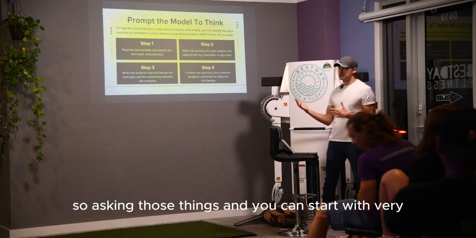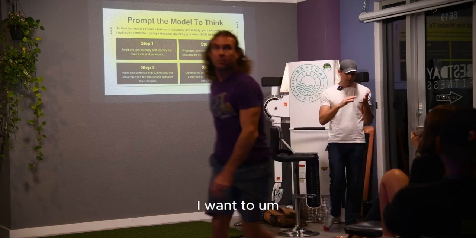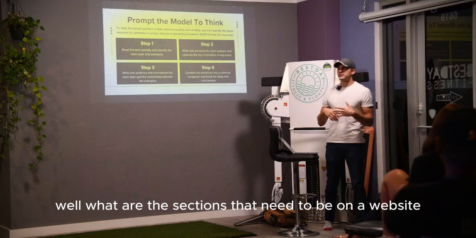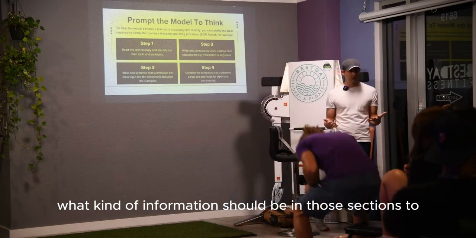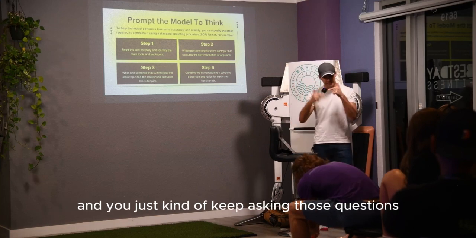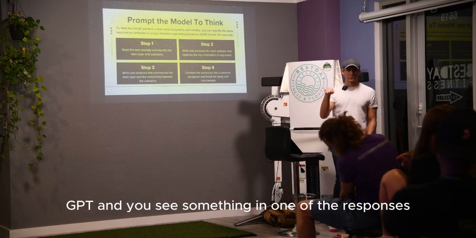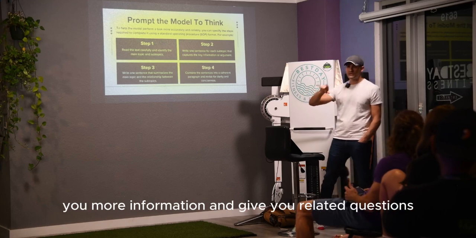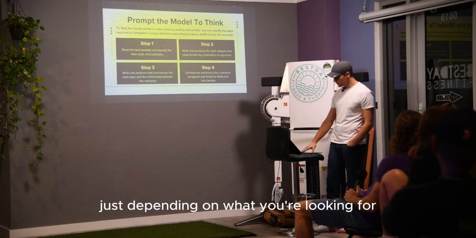So asking those things, and you can start with very, very basic information. I want to create a website. What are the best practices for creating a website? It'll give you some best practices. Well, what are the sections that need to be on a website? Here's this section. What kind of information should be in those sections to get somebody to book an appointment, right? It's going to give you that. And you just kind of keep asking those questions. And when you get the responses back from ChatGPT and you see something in one of the responses, you can zero in on that thing and ask it to elaborate on it and ask it to give you more information and give you related questions. So just keep asking questions and getting information back just depending on what you're looking for.